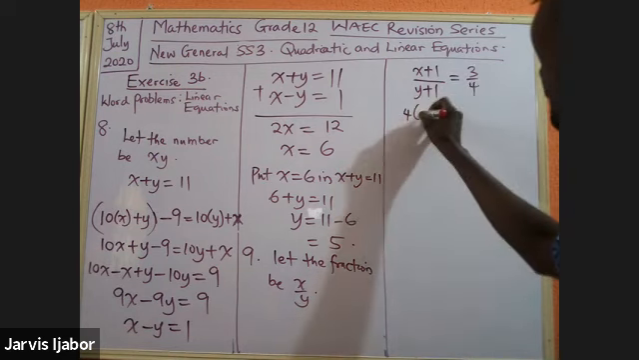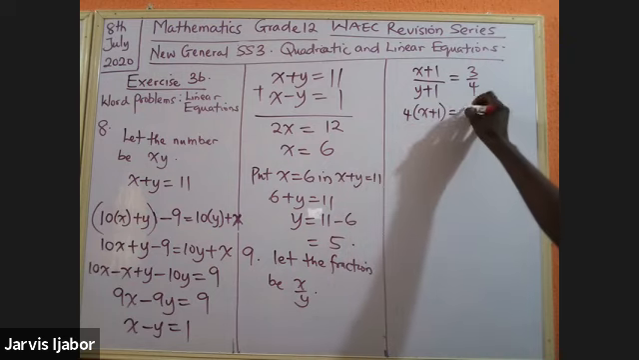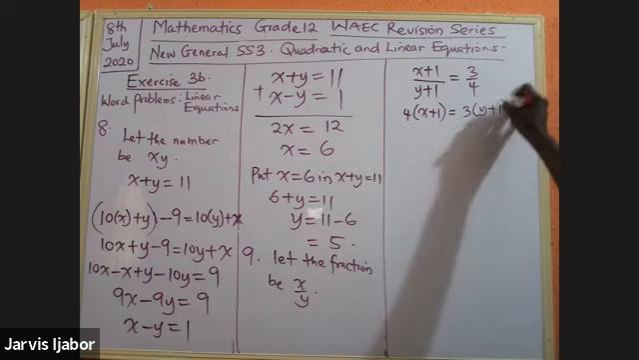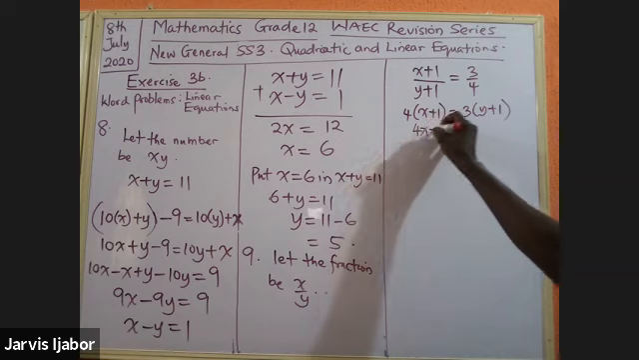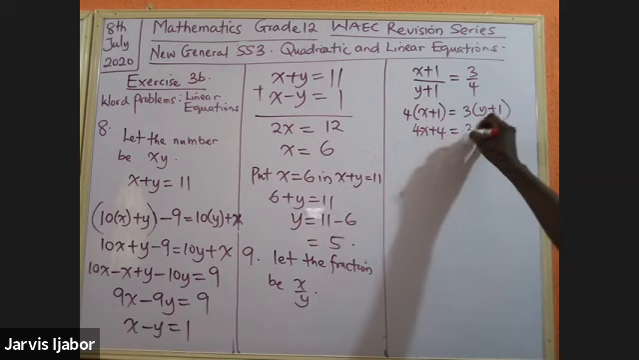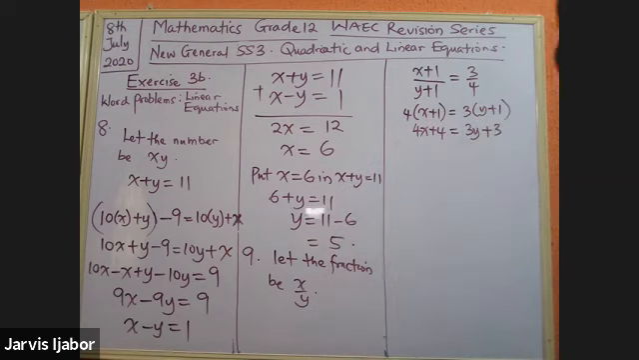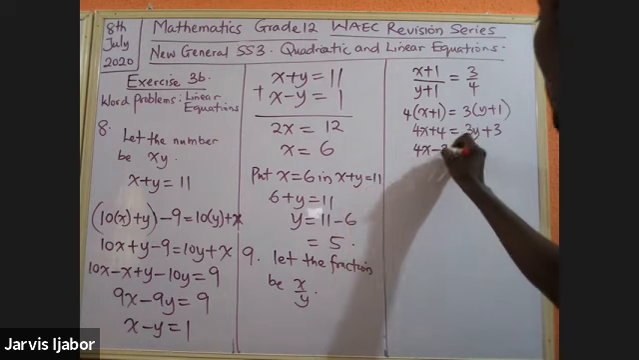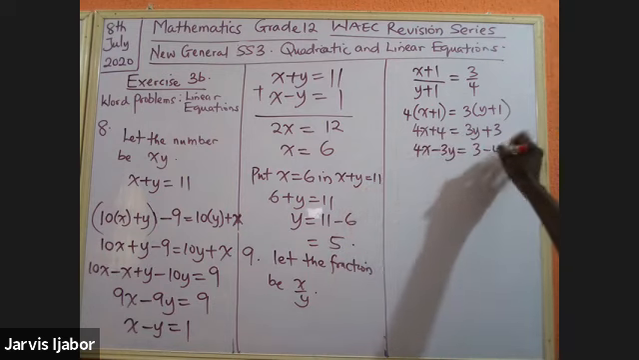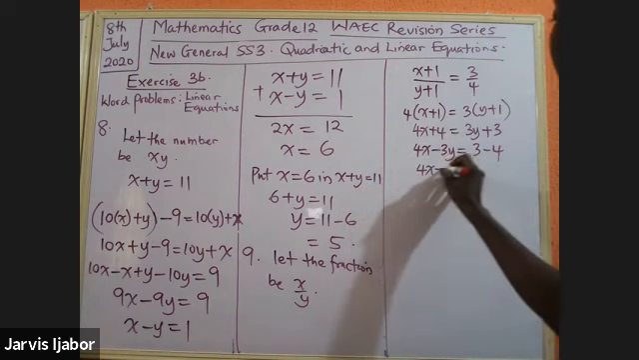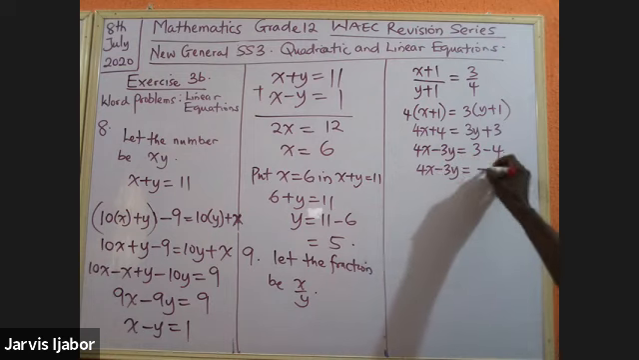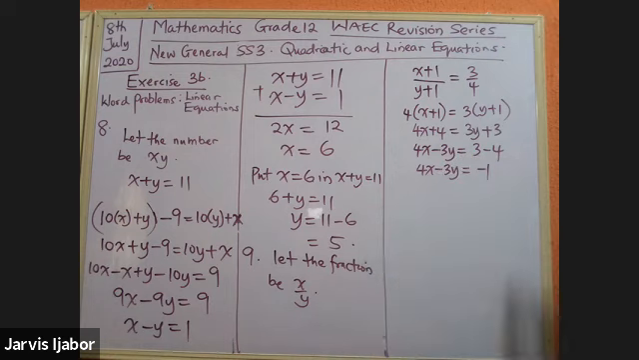This will be 4 into x plus 1 equal to 3 into y plus 1. This will be 4x plus 4 equal to 3y plus 3. So 4x minus 3y is equal to 3 minus 4. So 4x minus 3y is equal to what? Minus 1. Are you seeing that? So this will be equation 1. Take care of that first.